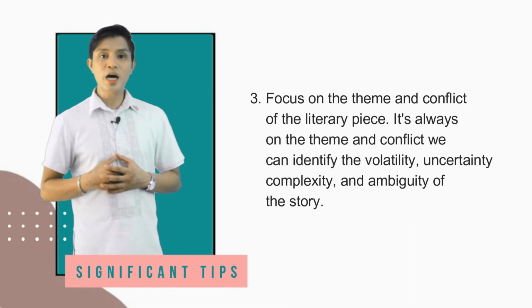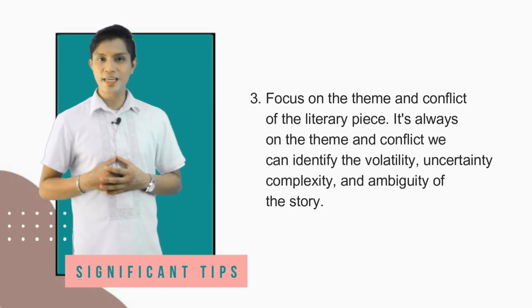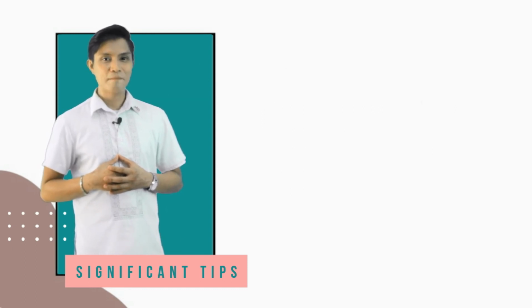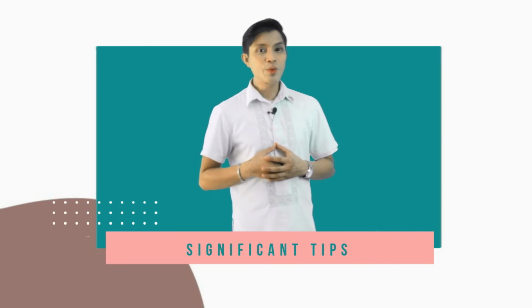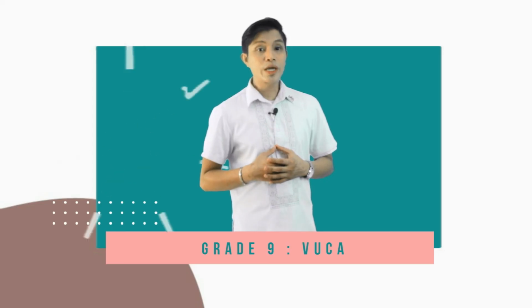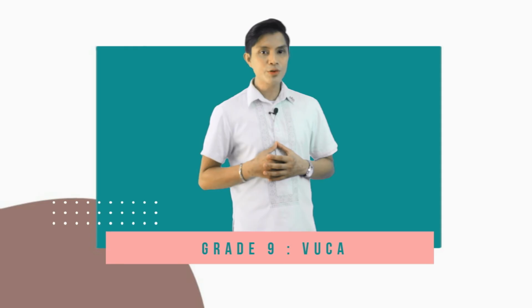Focus on the theme and conflict of the literary piece. It's always on the theme and conflict that we can identify the volatility, uncertainty, complexity, and ambiguity of the story. In this way, you will be able to determine the unchanging values in life from the story. In reading literature, we can always see reflections of ourselves, the people we encounter, and the world we are living in.